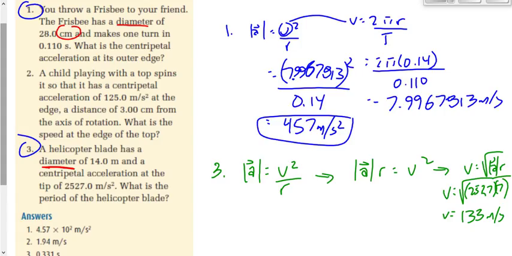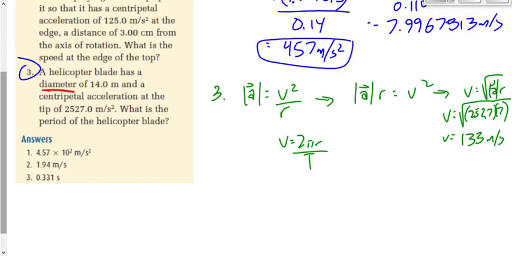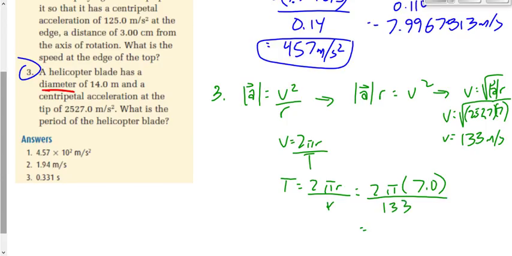Okay, there's the speed. Well, once we have the speed, what are we going to do? Now we find the period. How are we going to do that? Use v equals 2 pi r over t. Right. v is equal to 2 pi r over t. We're going to rearrange that to solve for t. It's 2 pi r over v. 2 times pi times 7.0 divided by 133. And when we do that, we should get 0.331 meters. 0.331 seconds, not meters per second.